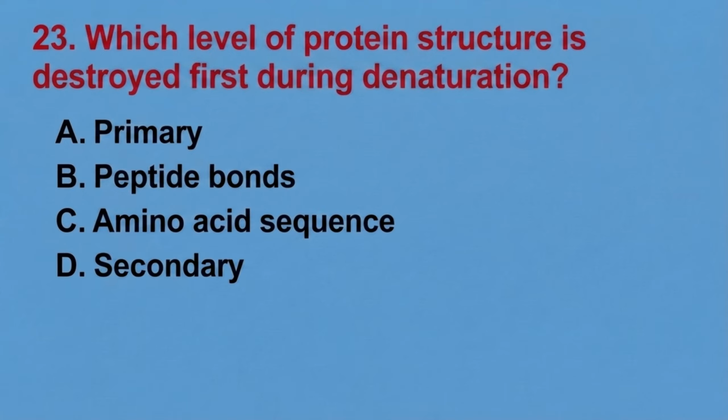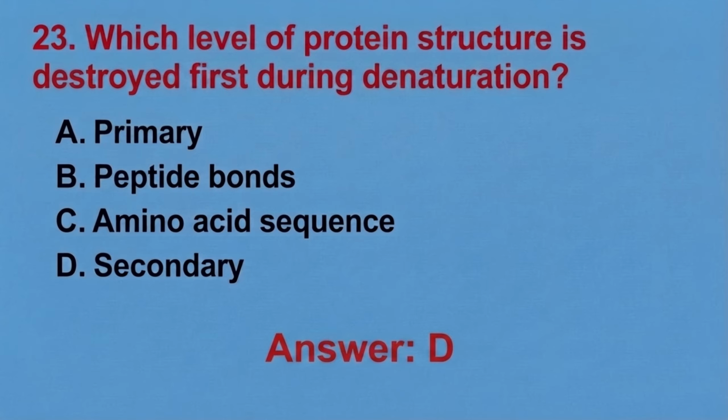So you have 5 seconds. All right, so the correct answer is D, secondary. Denaturation first disrupts weak interactions such as hydrogen bonds, causing secondary structures like alpha helixes and beta sheets to unfold. The primary amino acid sequence usually remains intact because peptide bonds are not broken.